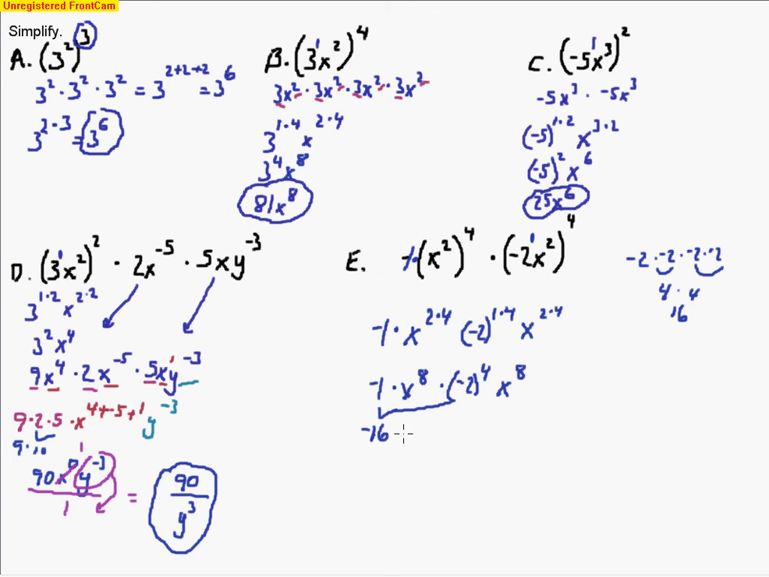And then we count up the x's. So we got 8 x's here and 8 x's here. So you're adding up those x's when things are being multiplied. And so our answer would be negative 16x to the 16th power. Notice that I didn't take the reciprocal of that negative 16. It's only negative exponents that we take the reciprocal of.